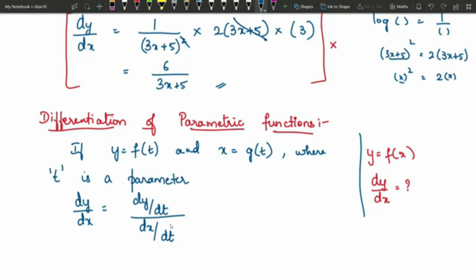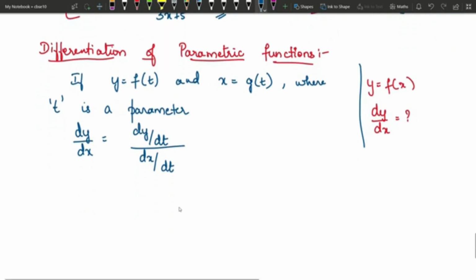Just let me know if you have any doubts so far. In case you have any doubts, you can mention in the chat box. Okay, so we will take one simple example and then I will explain it with one more example.